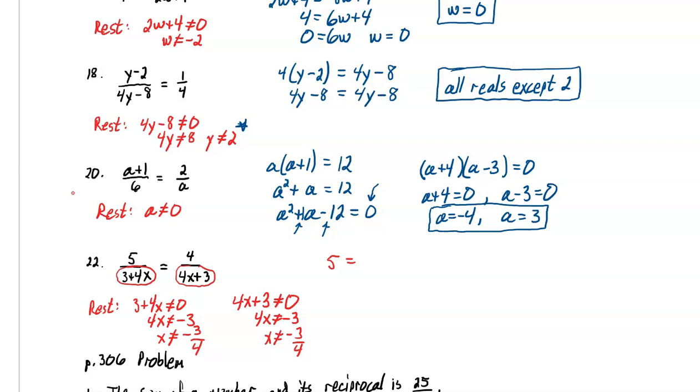The 5 would have to be equal to the 4. But that's a false statement with no variables in it. And so the answer is no solution.